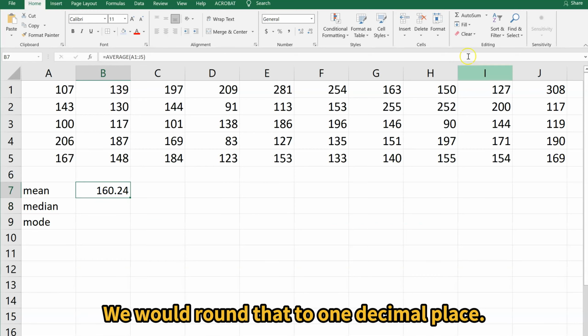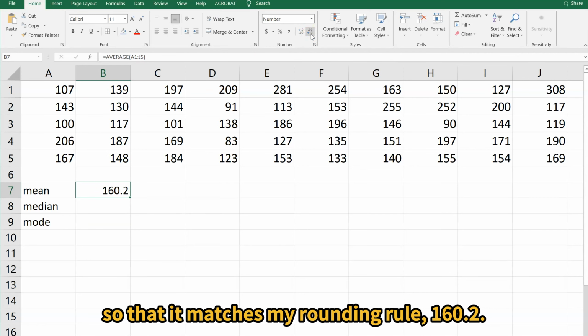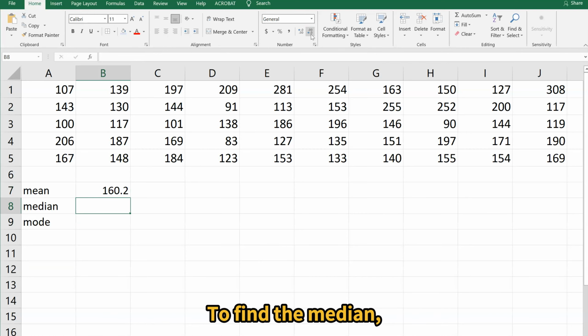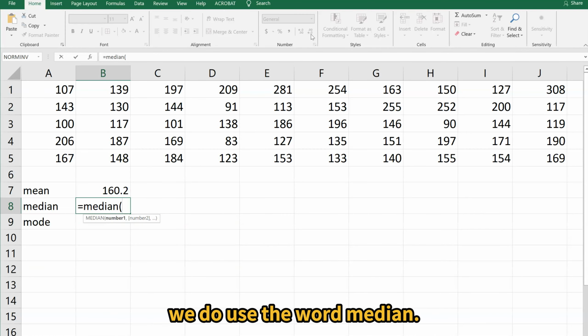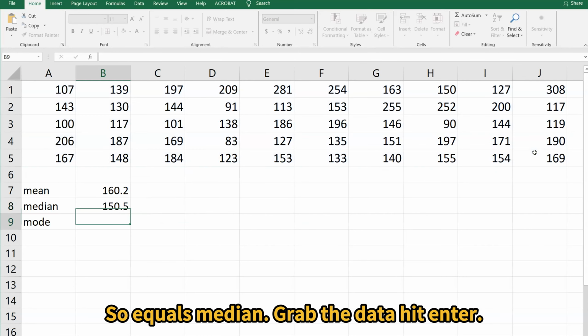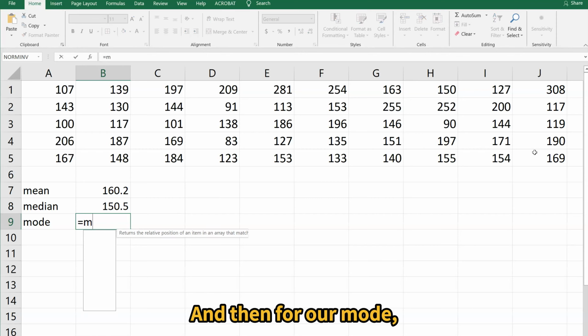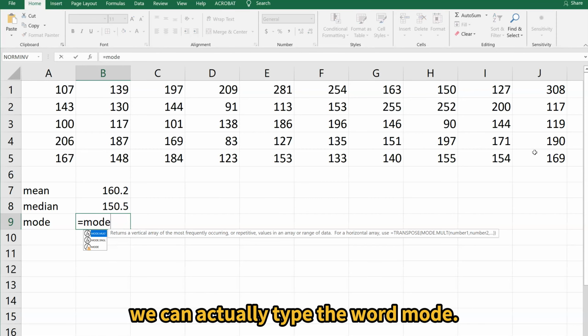Our grouped frequency distribution mean of 160.5 is actually really close to our true mean of 160.2. We would round that to 1 decimal place, so I'm going to decrease my decimal here so that it matches my rounding rule, 160.2. To find the median, we do use the word median, and we'll grab that data again. So equals median, grab the data, hit enter. Our median is 150.